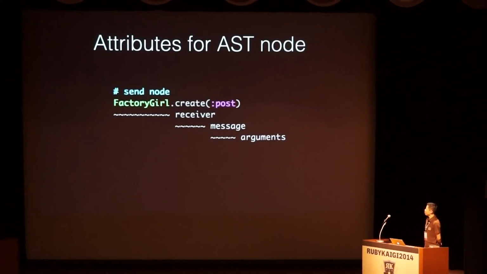Okay, let's introduce some attributes for the AST node which are introduced by Synvert. Say the code is factory_girl.create post. In the AST, it's a send node. Synvert adds attributes: the receiver for this send node is factory_girl, the message attribute is create, and the arguments attribute is post.